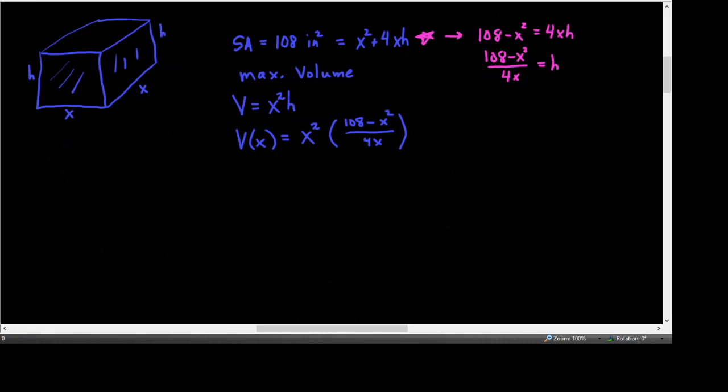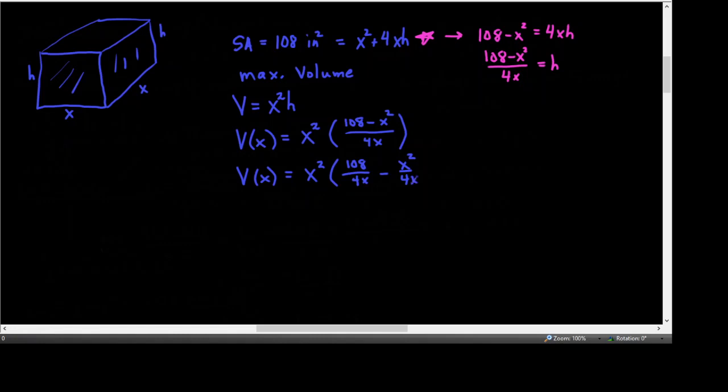So what would we do next? Well, I would simplify as much as I can. There's several ways I could do this. So I'm trying to make a decision. I'm going to split this into 108 over 4x minus x squared over 4x.